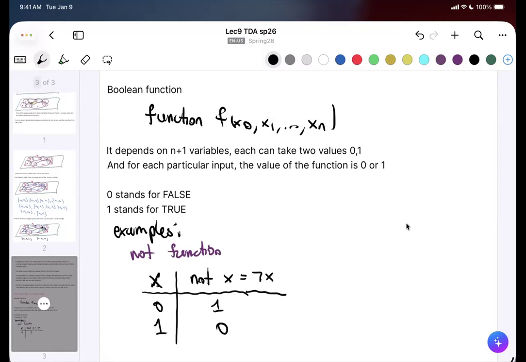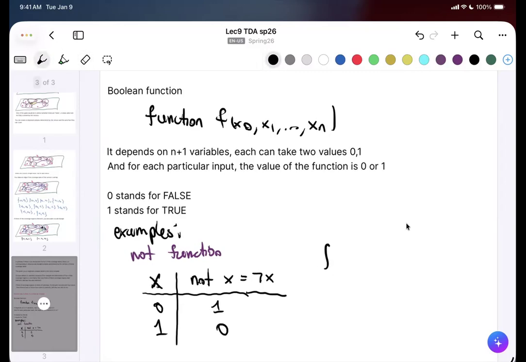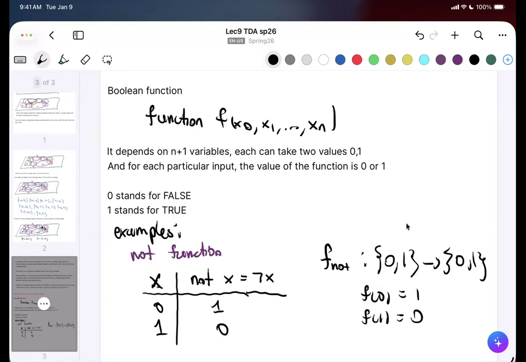So you can think of encapsulating these as a function of a single input. The function, I'll call it f naught, goes from 0, 1 to 0, 1, right? And f of 0 is 1 and f of 1 is 0. So that encodes the same information as what I just had there. It's just more from a function perspective instead of a truth table. Is that okay so far?